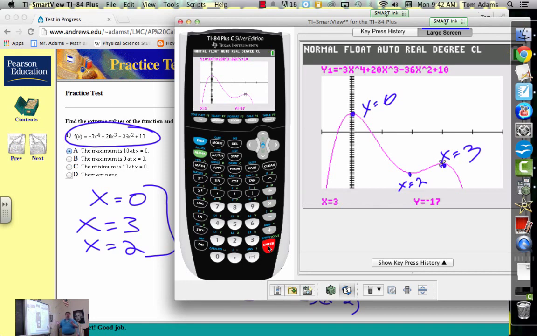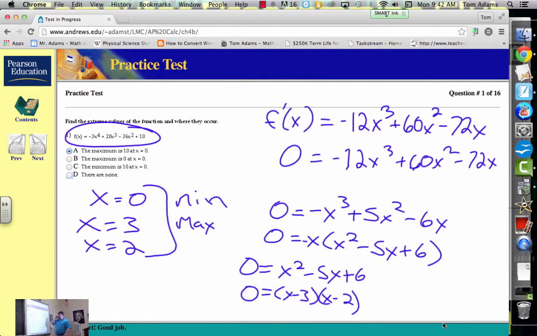You don't need to write all those out. You could do those on the calculator on the test. Of those, the only option that we have is that the maximum is at 10. Does that make sense? And it's a max because of the concavity. Okay, any questions about that one?